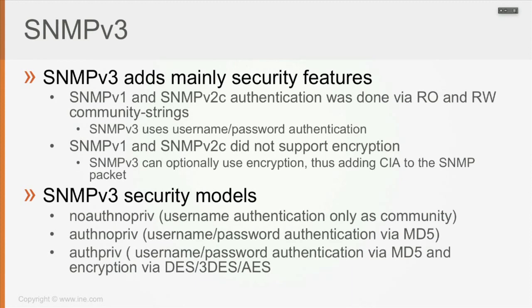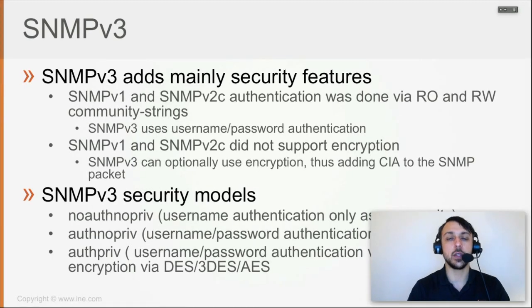Next one is auth, noPriv, which is commonly implemented because it offers no encryption, but it does offer authentication via username and password, and the password is sent as an MD5 hash in the SNMP packet. It is no longer sent as a clear text password. And the last one is auth-priv, which offers both authentication via username, password, and MD5 hashing, and also encryption of the whole SNMP payload via DES, triple DES, or AES.